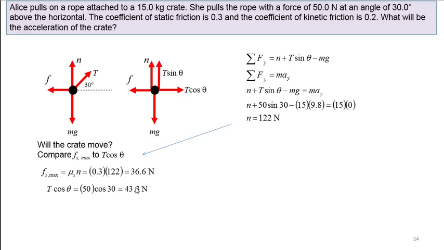So what does this tell you? Static friction cannot supply enough force to keep this object stationary. So the object will move. This force is less than this force. The object will move. Friction will be kinetic friction.